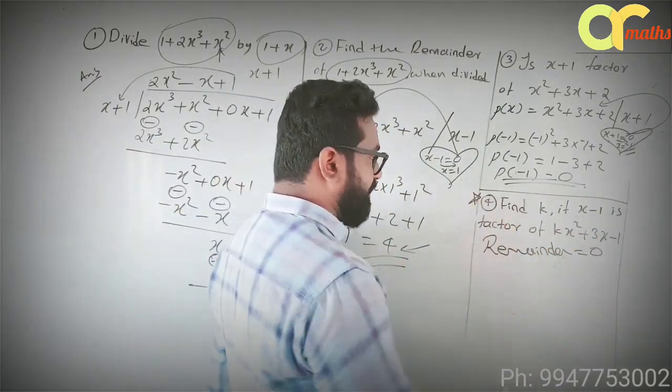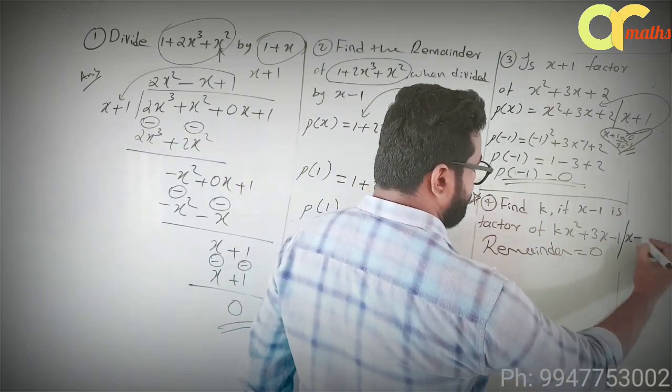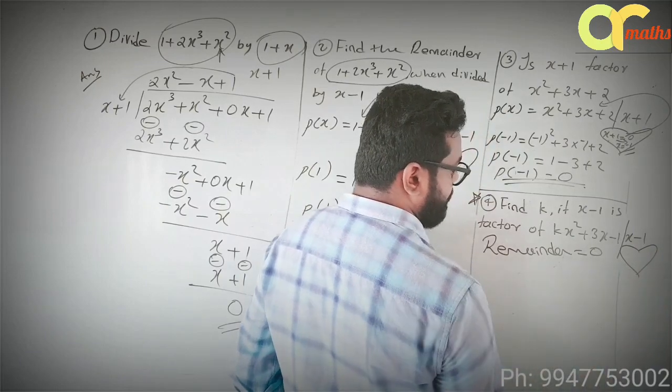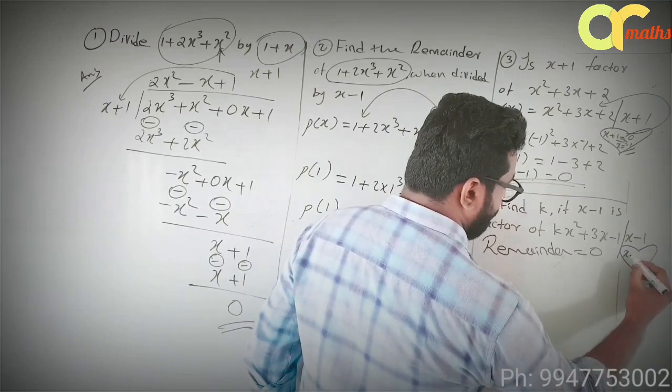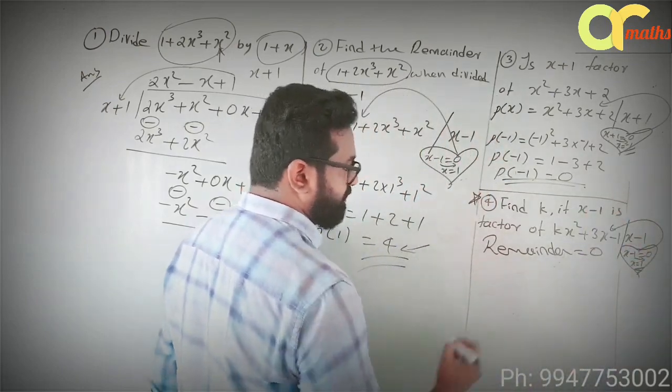Okay, very simple. How to find the remainder? To find the remainder, the polynomial is divided by x minus 1. So find the value of x by equating to 0. So x minus 1 equal to 0, then x equal to 1. That x we substitute in the polynomial.